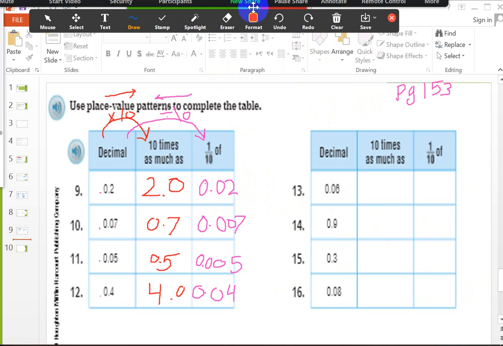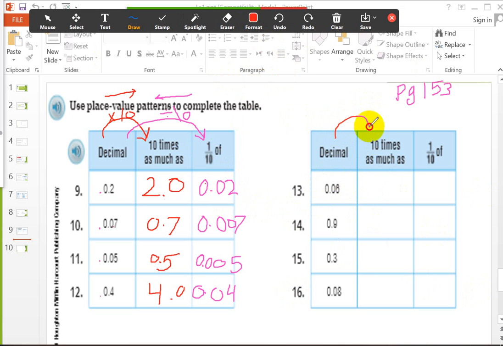Now let's do this table. I want you to give me the answer, all of you. This one, 0.6 hundredths. I want to find the number that is 10 times as much as. What does that mean? I have to multiply the decimal number by 10. That means I have to move the point to the right side. Excellent. So move the decimal point.